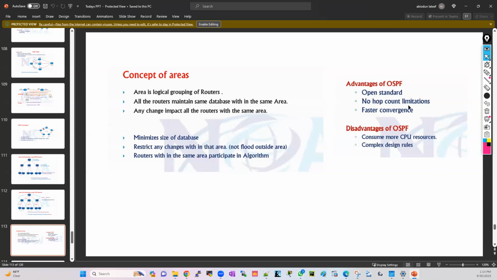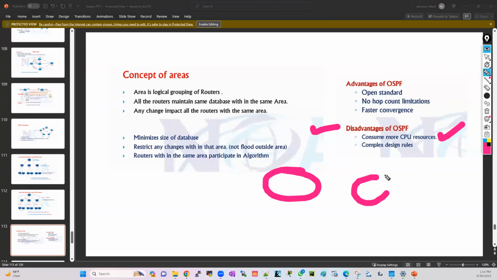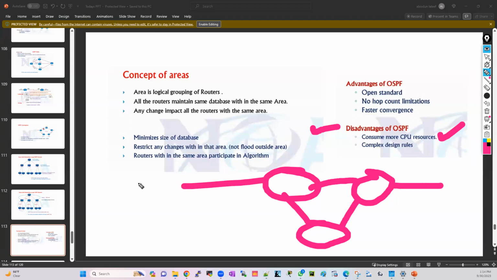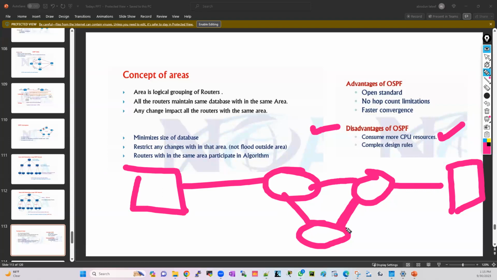Advantages of OSPF: open standard, no vendor lock-in. Disadvantages: consumes more CPU resources, complex design rules. If you look here, one of the disadvantages is that it consumes more CPU resources, because all the routers will keep sending updates to each other in case there is a change. And then every few seconds, there will be a hello message to make sure that my neighbor is up and running. Immediately the neighbor is not responding to the hello message, it will be considered dead, and then the routing information will be updated.